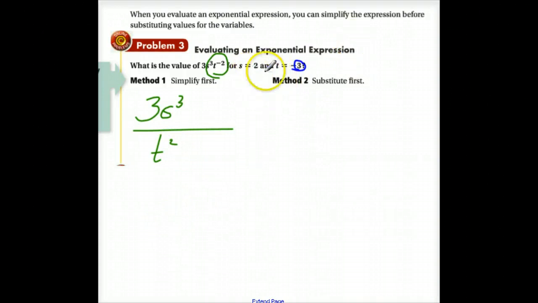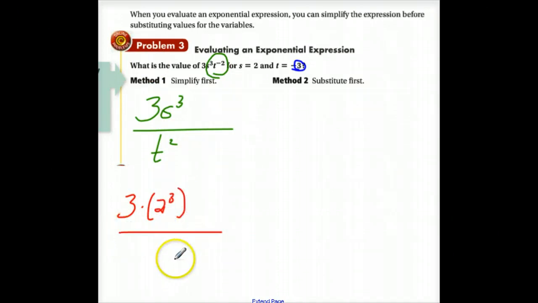Now I'm going to evaluate by putting my values for s and t into the expression. So I have 3 times, in parentheses, s looks like it is 2, so I have 2 to the third power over t to the second power. Well, t is negative 3. Make sure your negative gets included when you square the number.